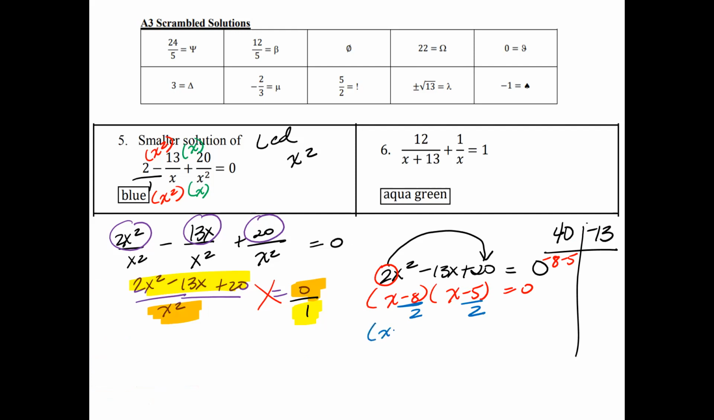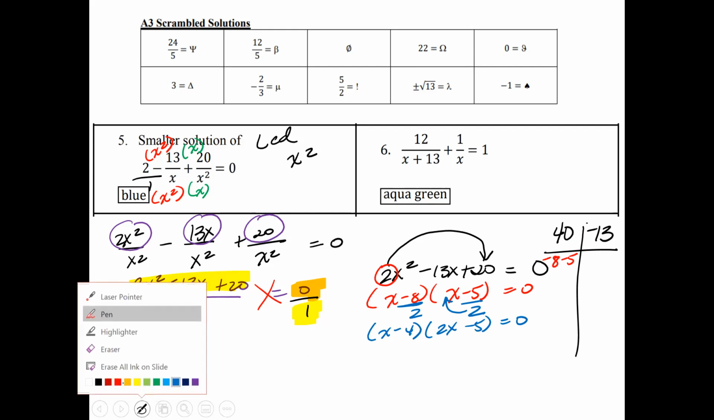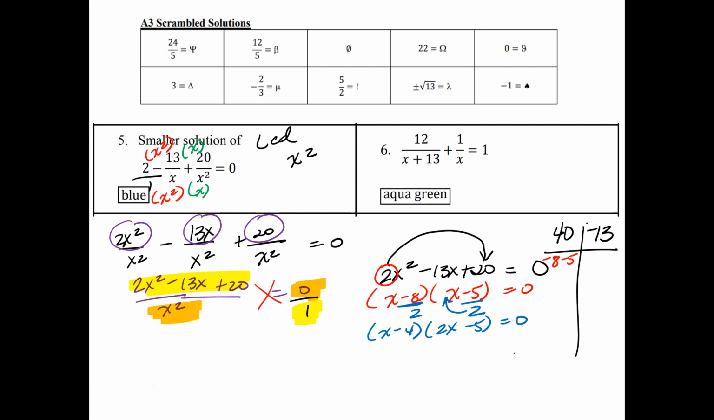8 divided by 2 is a negative 4. 2 doesn't go into 5, so I'm going to do 2x minus 5 equals 0. And then you just solve for it. If I solve for this, my first answer is x equals 4. That's my first answer. Then my second answer is going to be 5 over 2. And these are my 2 answers.